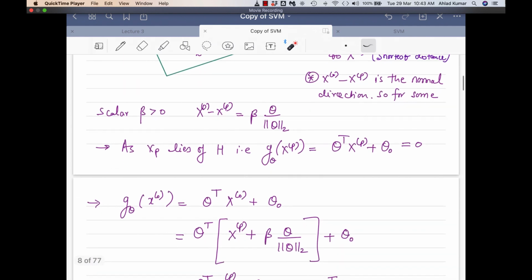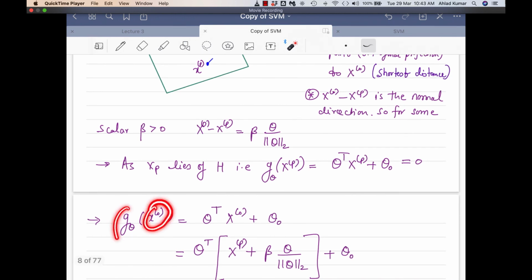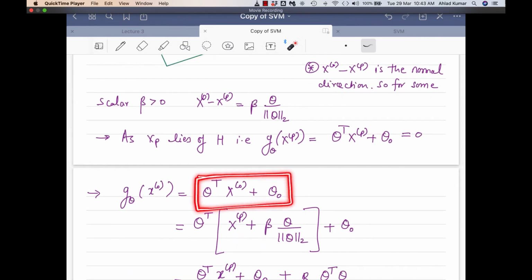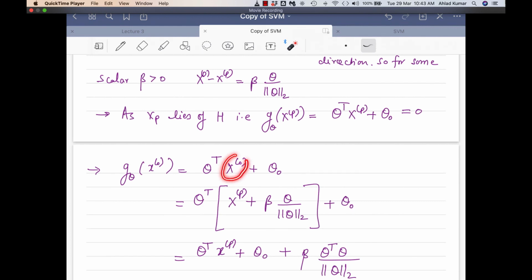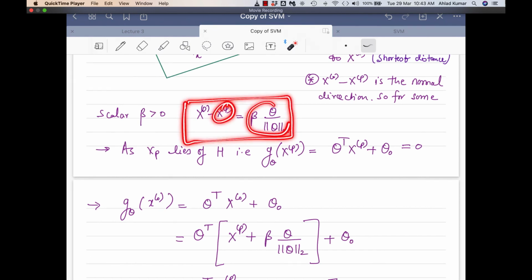Once you have this, you can also calculate x0 onto the separating hyperplane. You just put x0 into this equation of the separating hyperplane, and you will get this answer. This is x0 here now; earlier it was xp. Note that this value is not equal to 0 because x0 is not lying on the separating hyperplane, so its value will not be 0.